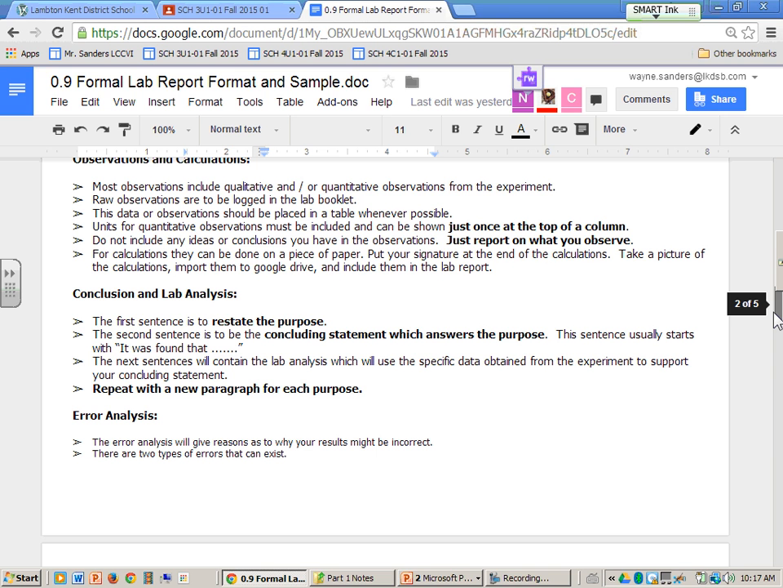But I like you to put the concluding statement second, because I want you to state what the purpose was, and then I want you to state what you found. It was found that the hottest part of the Bunsen burner flame was at the blue cone thing. Anyway, no, you'll have a better answer to that. I don't want to give it away. Where you found it to be. So, state the purpose, state what you find.